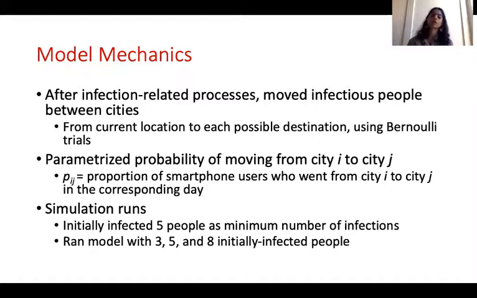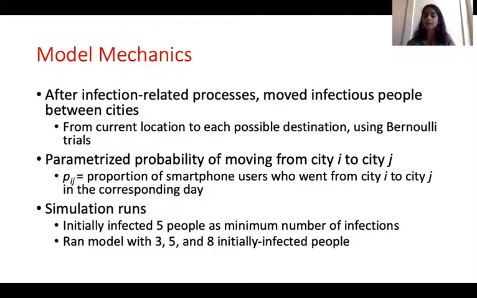And with their simulation run, they initially infected 5 people as the minimum number of infections that would prevent stochastic extinction of the epidemic during the initial days. But they also ran the model with 3 and 8 people, and they found that there was really no significant difference with these initially infected numbers, except with 3 people, 50% of the runs led to 0 cases after the first week of simulation. So that might be too small of an initial infected number.